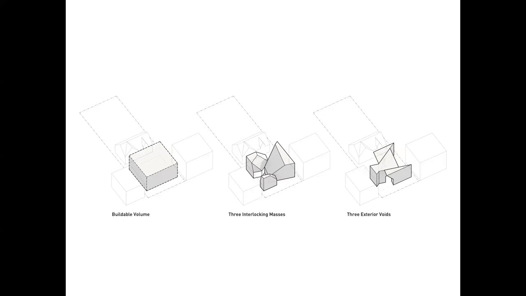So look at this diagram here on the left-hand side. We have an existing site with an existing house that was sitting in the middle. The client was interested to build a second house, totally disconnected from the first one, within that very limited buildable volume in the backyard. The interest, though, was in creating a kind of exterior space around which the house would revolve, an indoor-outdoor space that would become central to the house. And so what we developed was this idea of flipping back and forth between exterior and interior spaces. You can see it in the three interlocking masses and then in the three exterior voids.